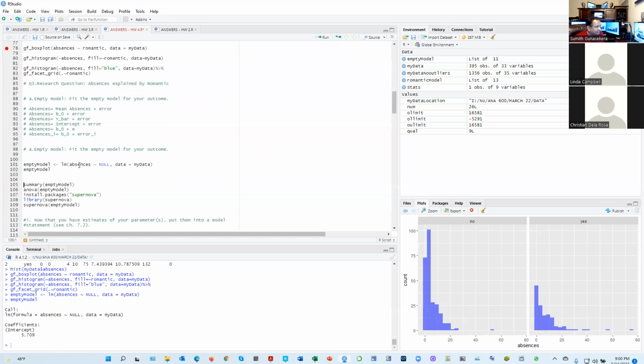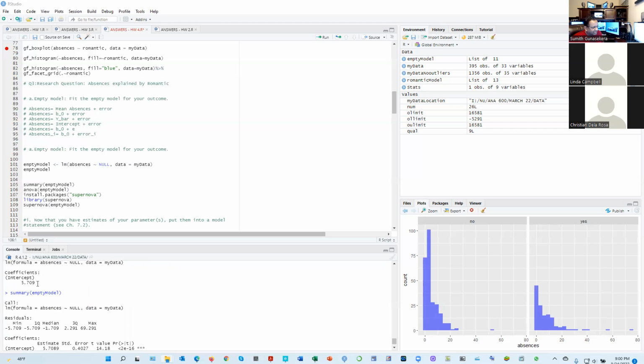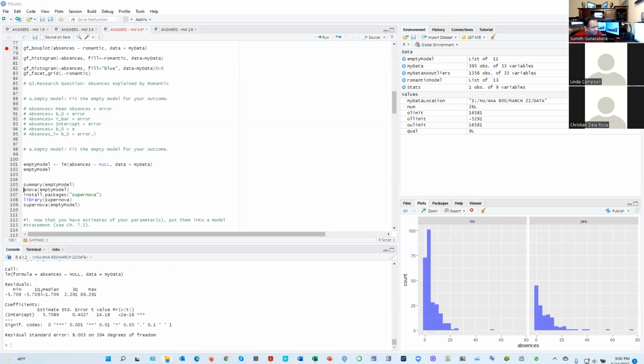Here, now you go to the summary. We talked about this on a large scale yesterday. I discussed this one. Why do you have only one estimate? That's the same thing that you see over here. Same thing, 5.709. It's going to appear again. See, look at the error. If you go to the error, the minimum is negative 5.709.